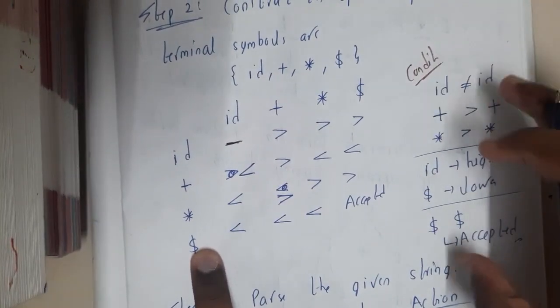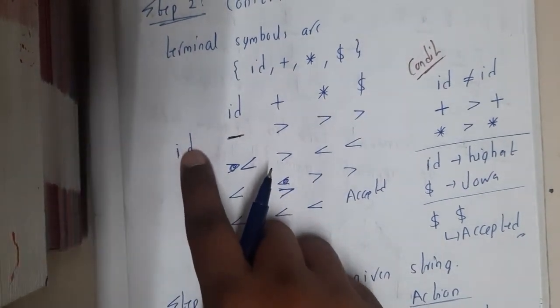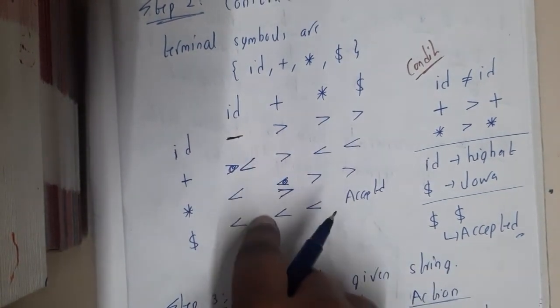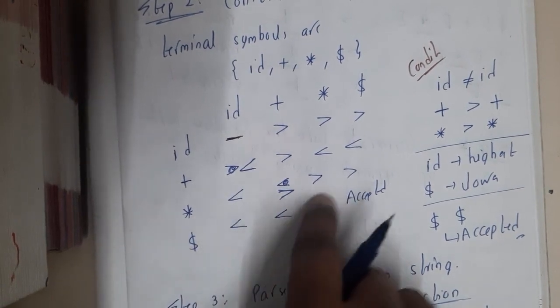Based on these conditions, you will be filling the table. ID has more precedence, so ID will always be greater. Similarly, dollar has the least precedence, so it will always be less.